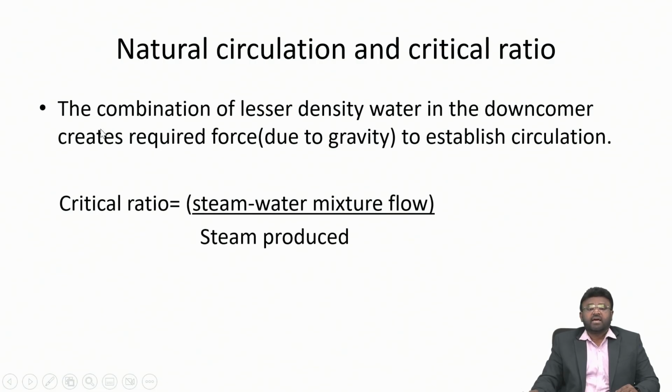Another one is natural circulation and the critical ratio. In boilers, this ratio is very important. It is defined as the ratio of the steam and water mixture flow rate to the amount of steam that is generated or produced. Based upon this critical ratio, the flow and circulation of water into the boiler will be adjusted.